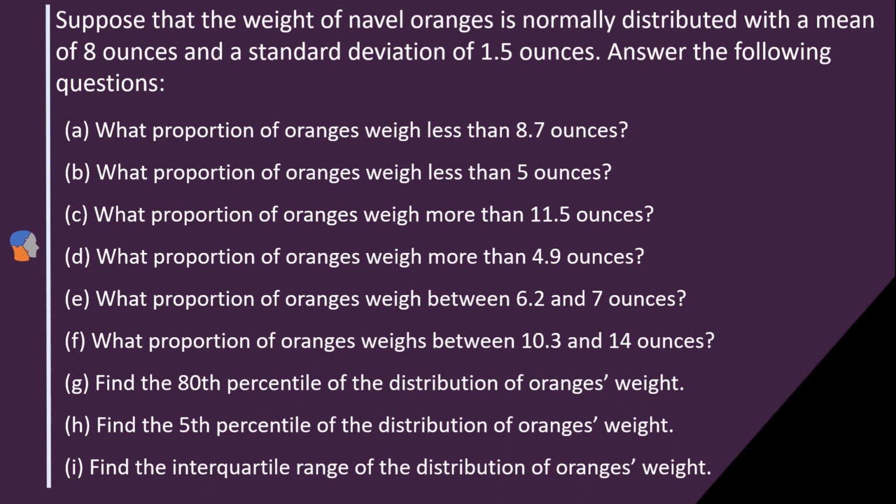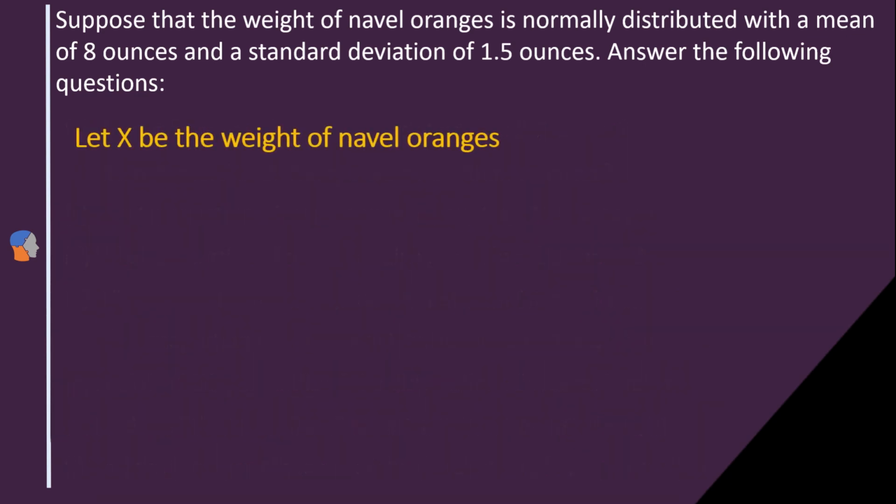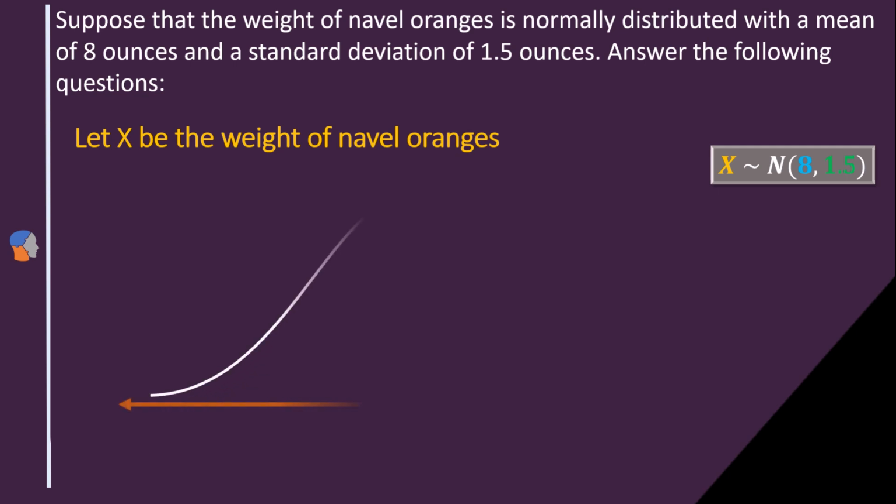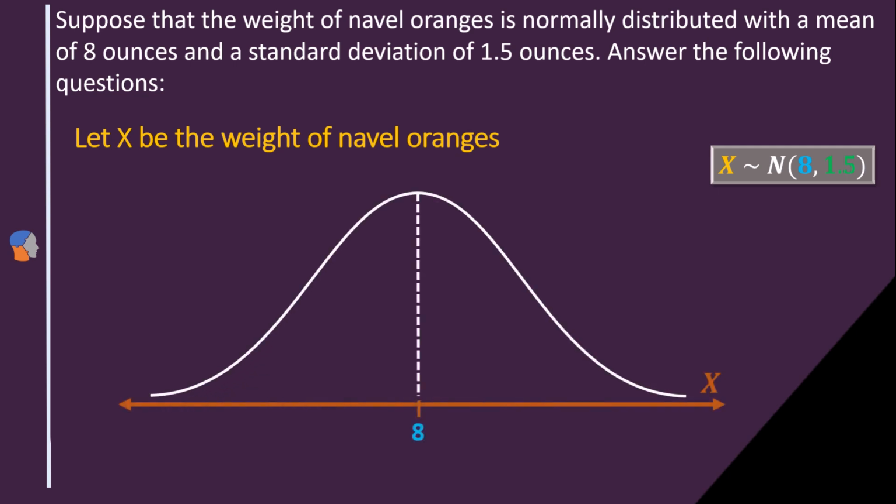First, let me define a random variable and note down the given information. Here we talk about the weight of navel orange. Therefore, we can define a random variable x as the weight of navel orange. Given information: normally distributed, mean is 8, the standard deviation is 1.5. So the random variable x has the normal distribution with mean 8 and standard deviation 1.5. Since the mean is 8, the density curve of this distribution is symmetric around 8.